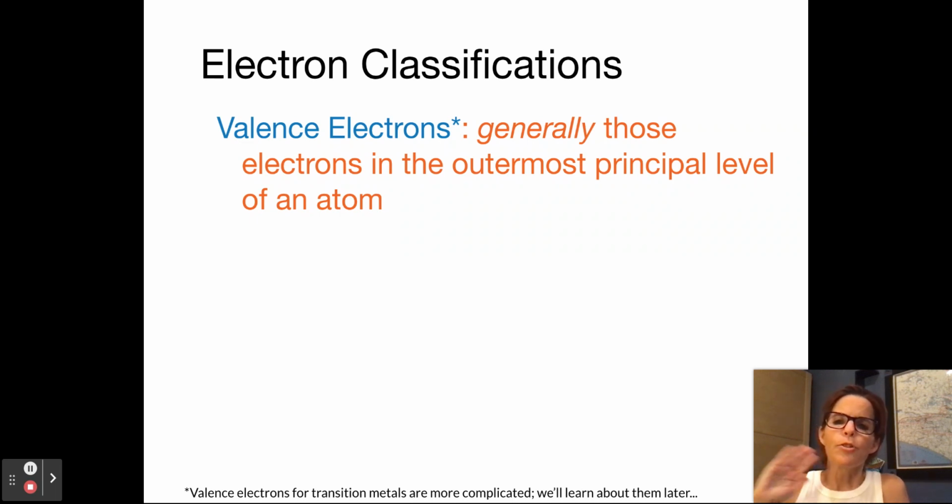why we even care about electron orbitals and what it tells us. So first of all, we're going to try to define valence electrons. And I'm going to start by defining valence electrons. Generally, are those electrons in the outermost principal level of an atom.